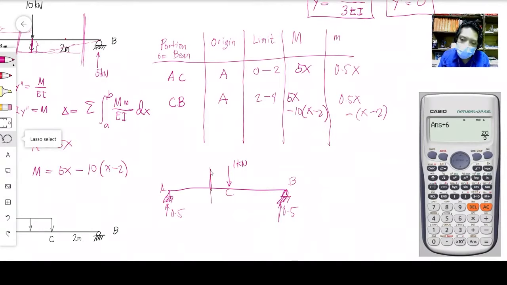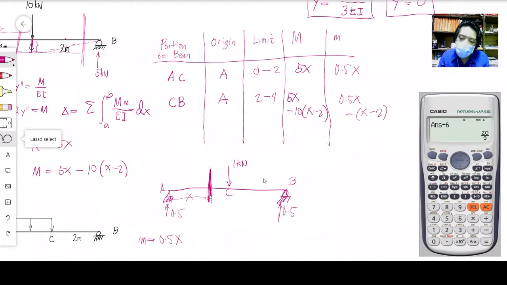This is the cutting plane, and this is the load. We also have x here. This is x. So your moment, small letter m, is denoted by small letter m because this is due to the virtual load. Your moment is equal to 0.5x.